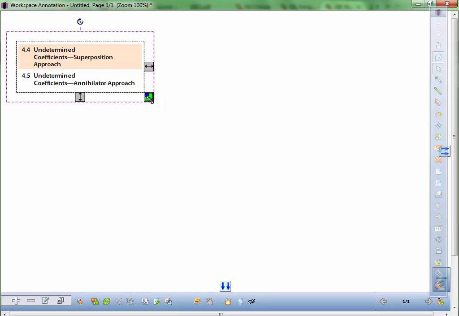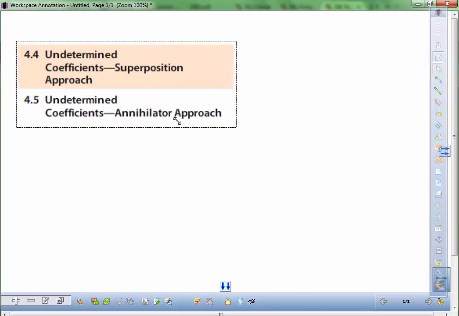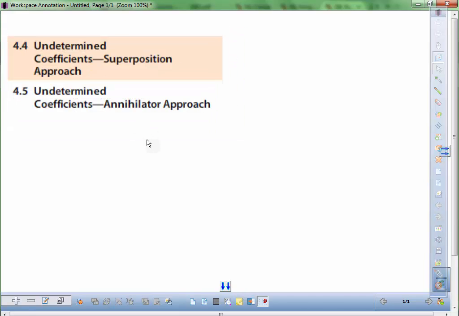So 4.4 is methods of undetermined coefficients, and it's summarized as the superposition approach, and 4.5 is using the annihilator method.